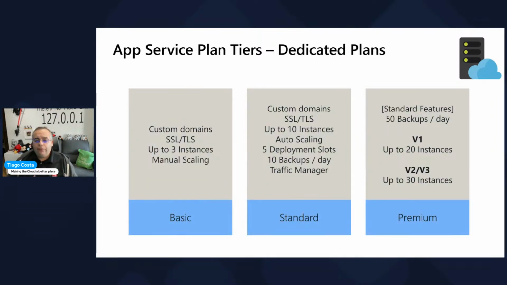And this is where you have basic, standard, premium. Premium has V1, V2, V3, and they come with different features. I just have some here, and I will highlight some. Custom domains with SSL/TLS on the basic, that's good, that's what we want. You can do scaling up to 3 instances, manual scaling. Oh, but I want auto scaling, Tiago. Well, standard. You need to go at least to the standard where, yes, you can start doing auto scaling.